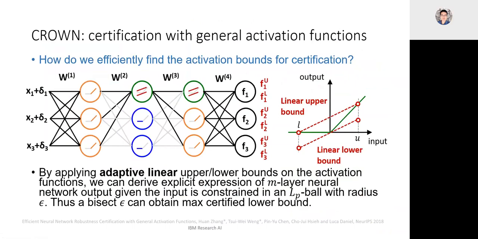But in order to make our certificate efficient, we actually require linear bounds on each activation neuron and over each layer. So what we end up doing is linearizing, providing linear bounds for each activation function. For example, this is a ReLU function where we can provide linear upper and lower bounds. We do it for each neuron in each layer. If we linearize the activation bounds for each neuron, then end to end we have a linearized neural network model, and we can propagate these bounds in a very efficient manner.